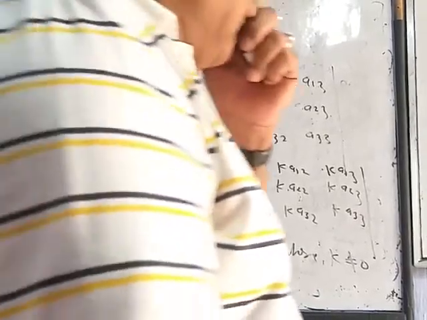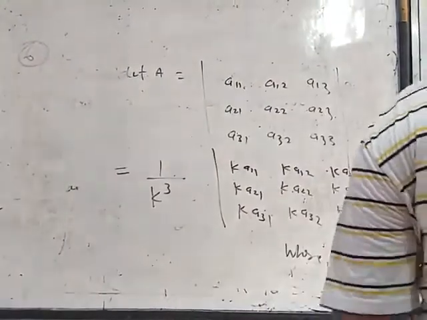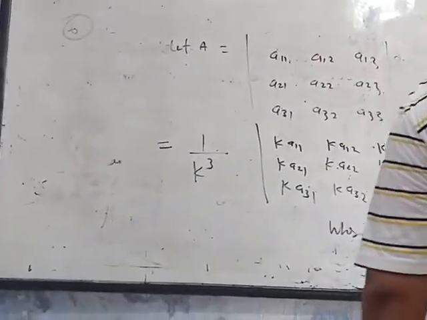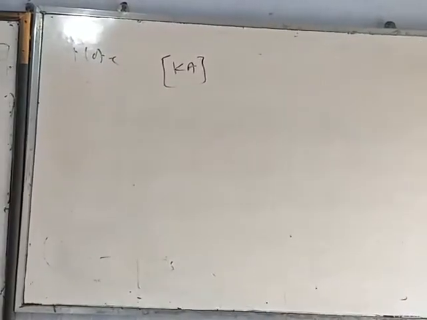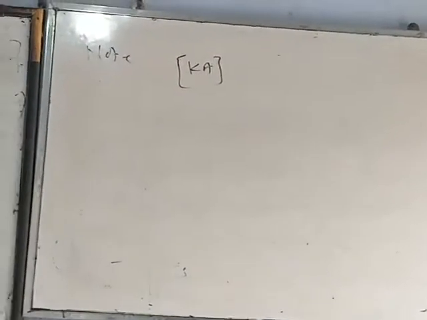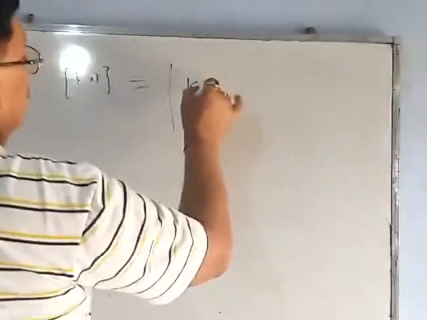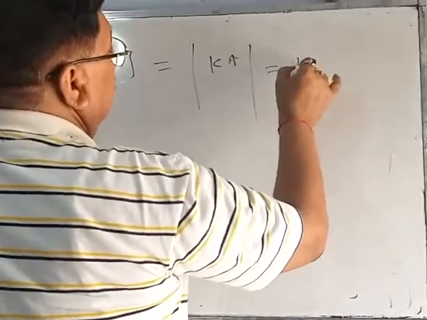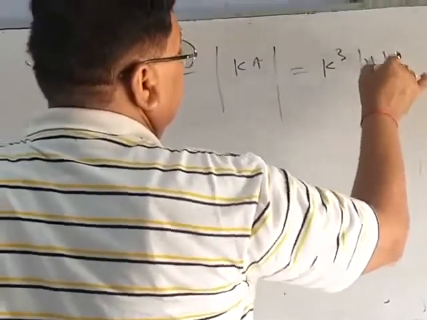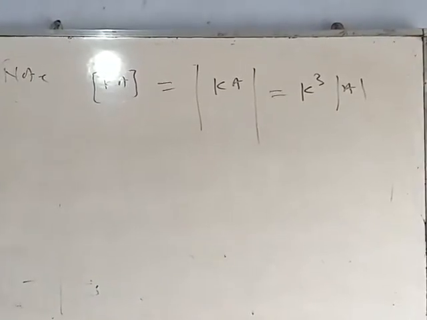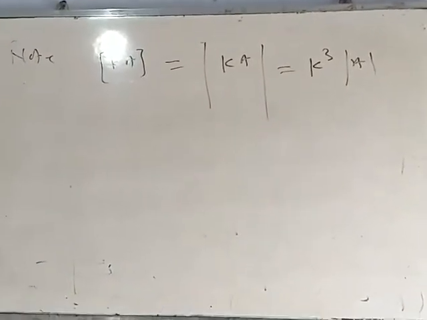Now, if we have a matrix A, then the determinant of kA will be k cubed into determinant A. According to this property, it will be k cubed into determinant A.